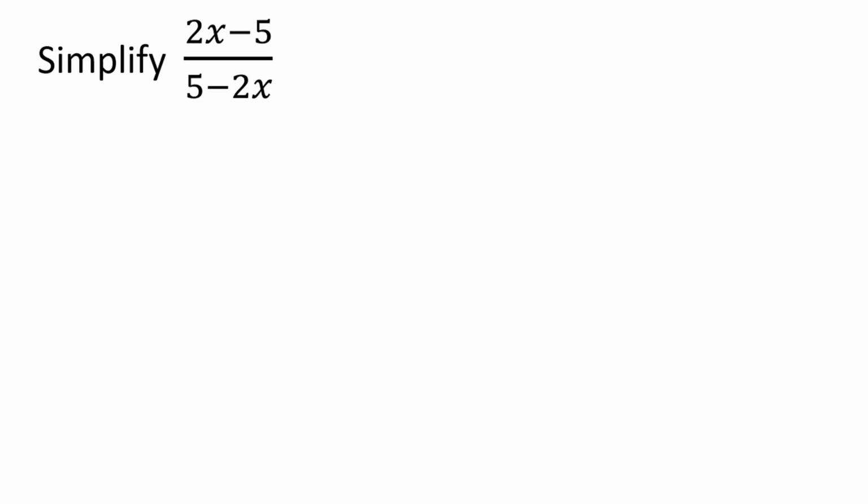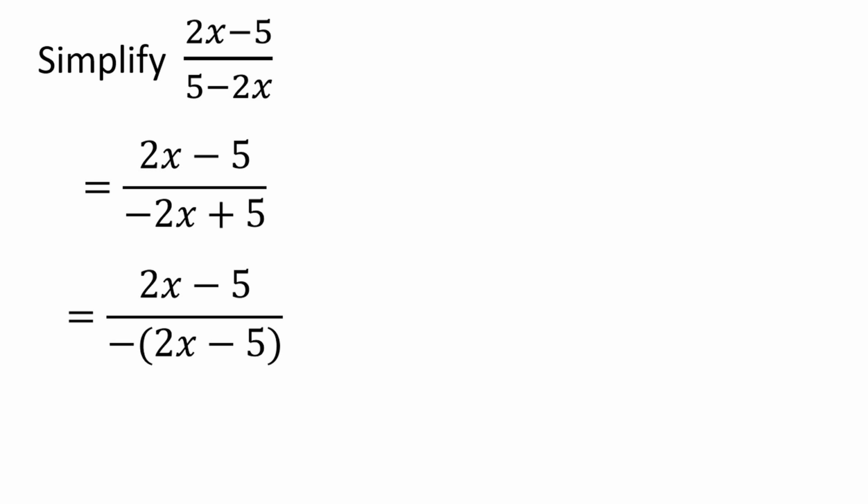How about (2x minus 5) divided by (5 minus 2x)? The numerator and denominator look very similar, but let's rewrite the denominator as negative 2x plus 5 instead of 5 minus 2x, so that it lines up nicer with the numerator. Our numerator and denominator are the same, except the signs are opposite. Let's try factoring out a negative 1 from the denominator. We have (2x minus 5) divided by negative (2x minus 5).